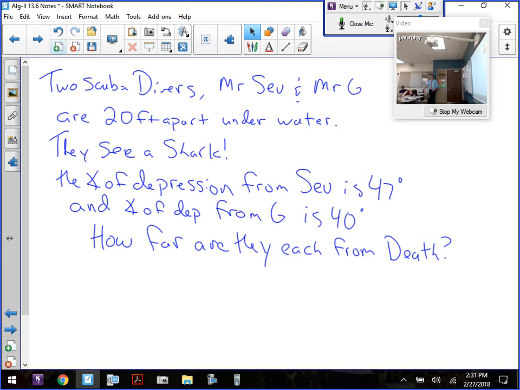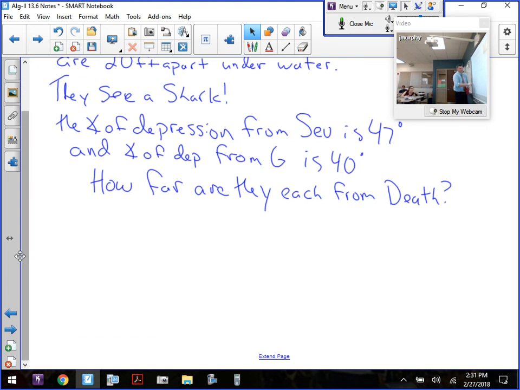How far are they each from certain depth of the shark? What don't we have? It's a great white shark and it smells blood. So, like you said, we need diagrams. Okay?